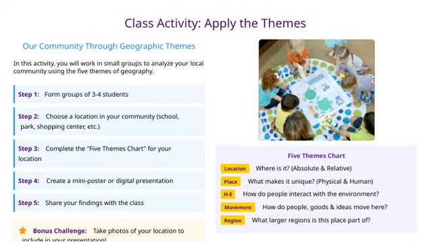And finally, look at the region. What larger area or region does this place belong to? After filling out the chart, your next step is to create a mini poster or a digital presentation to share your findings with the class.